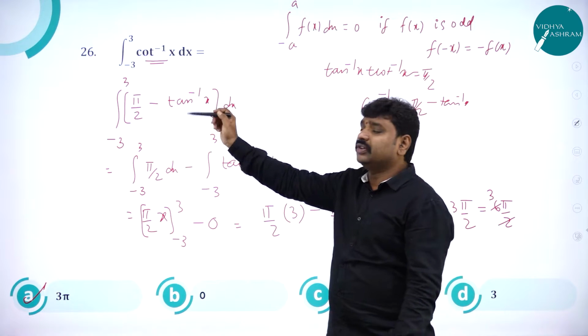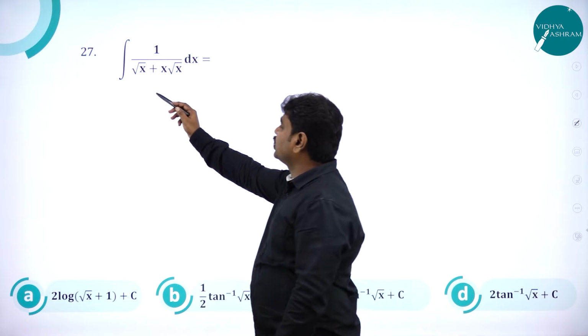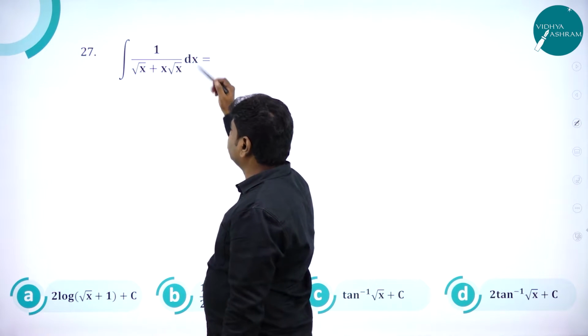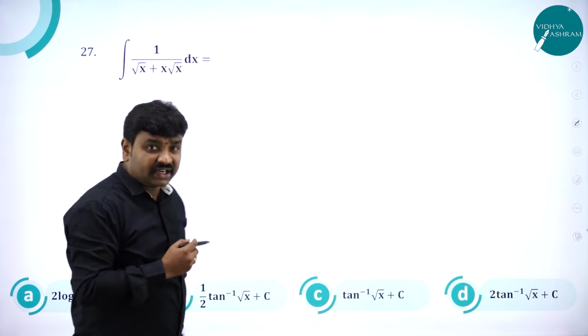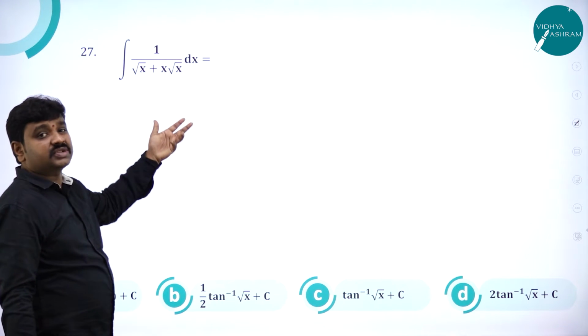Pi by 2 minus tan inverse x, it will become easy. Next, integration of 1 by root x plus x root x dx. Yes, this is not in integrable form. Reducing to integrable form takes more steps.